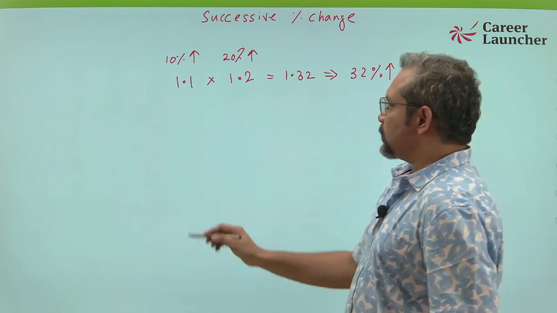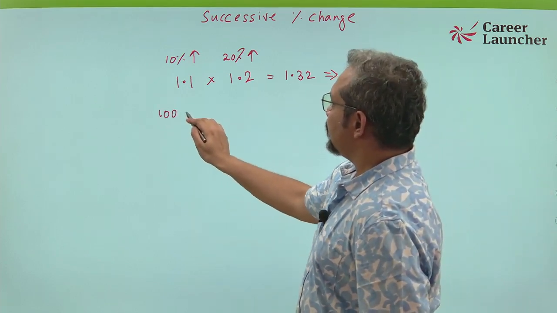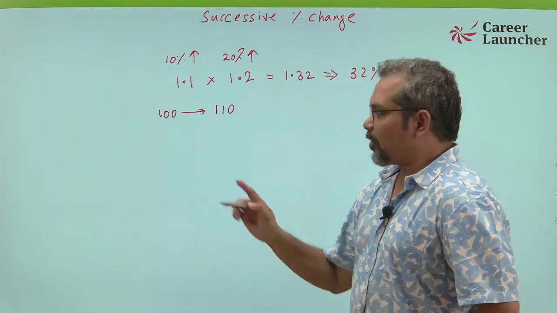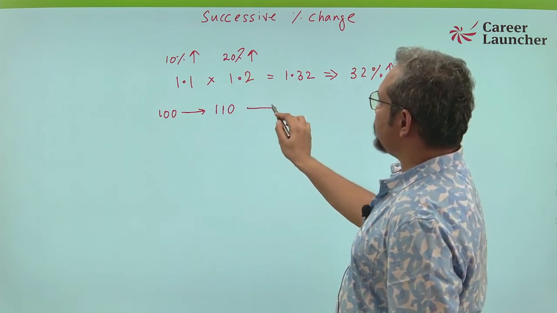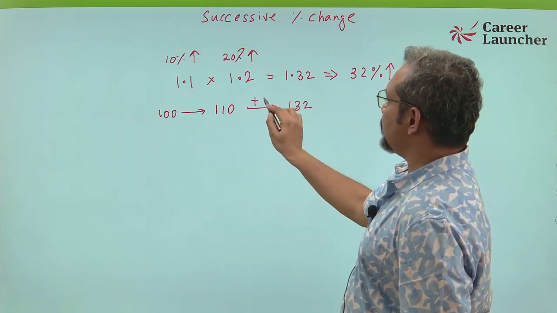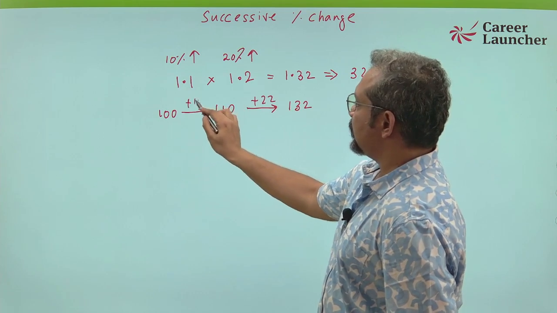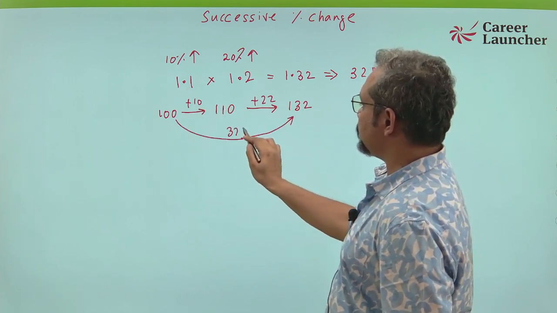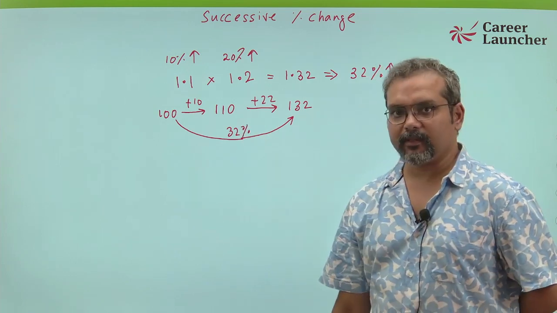To check with values, let's take 100. A 10% increase will make that 110. On 110, 20% is 22. So if you add that, you are going to get 132. Here we are adding 22, here we have added 10. So the net change is 32 on 100. So that's a 32%.